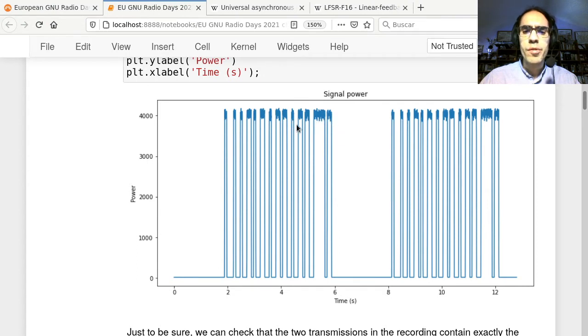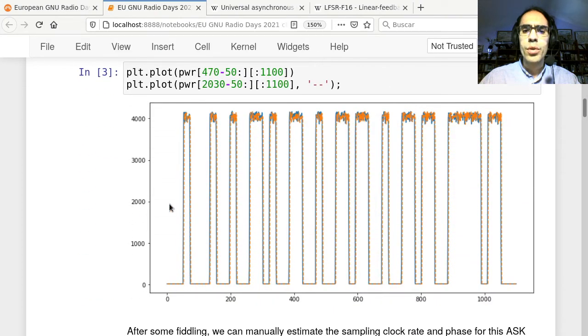We have here something very short, something mid-range, something long. If we look at these two patterns, we can lay them on top of each other, and we see that they are exactly the same. And we can try to look at this in more detail, and it actually looks like ASK, so amplitude shift keying, or actually on-off keying, where a 1 is transmitted by the presence of a carrier and a 0 is transmitted by the absence of a carrier.